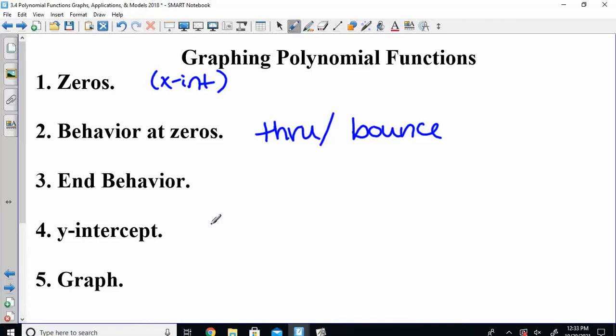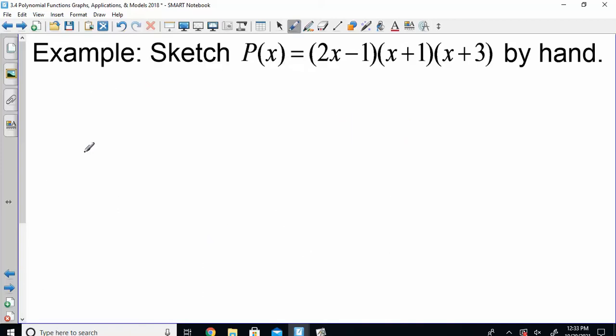Y-intercept, how do you find a y-intercept? You have to plug in 0 for your x, and then that will be where you hit the y-axis. And then we can draw the graph. We plot all of our points, the x and y-intercepts, we look at the end behavior, and we draw the final graph. So the first one, I'm going to do one that's already factored for us. So we are going to draw this graph.